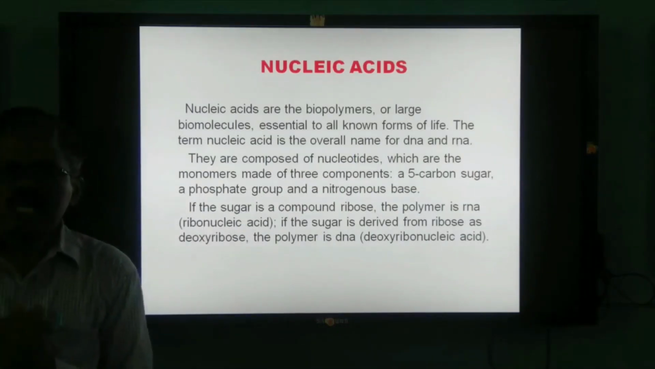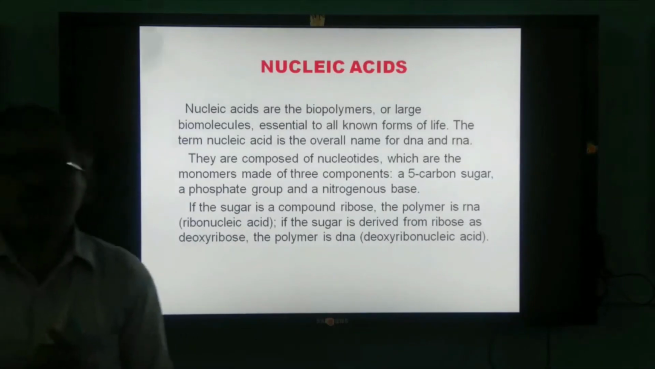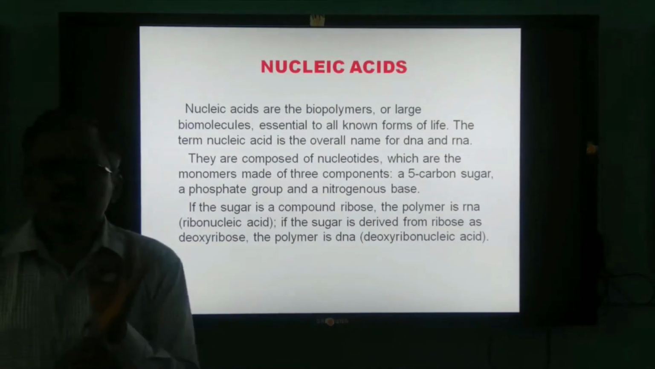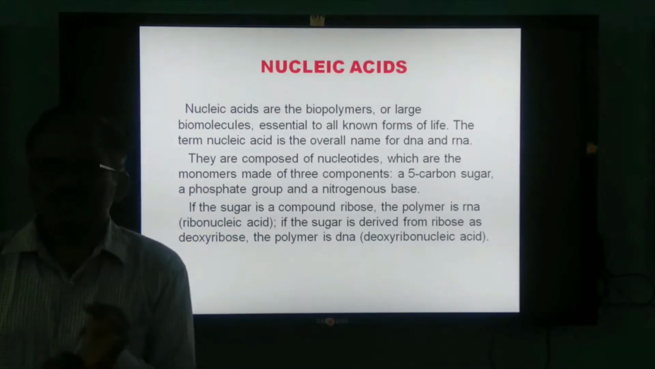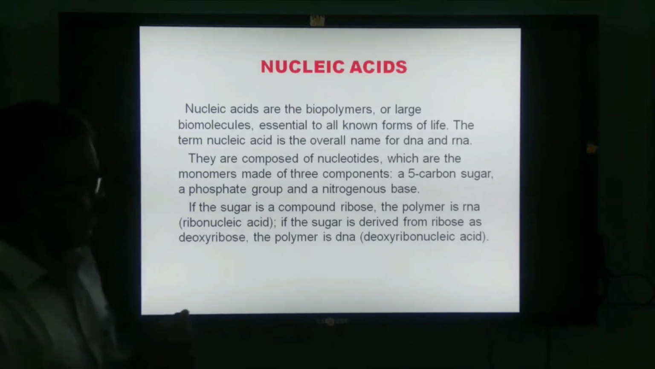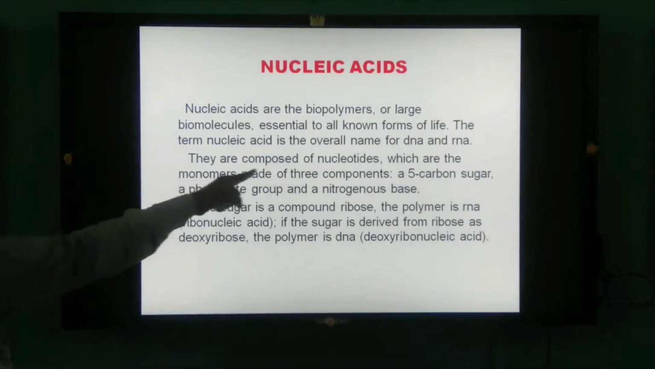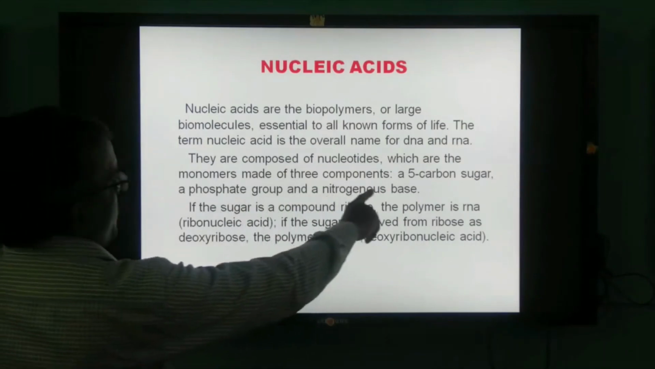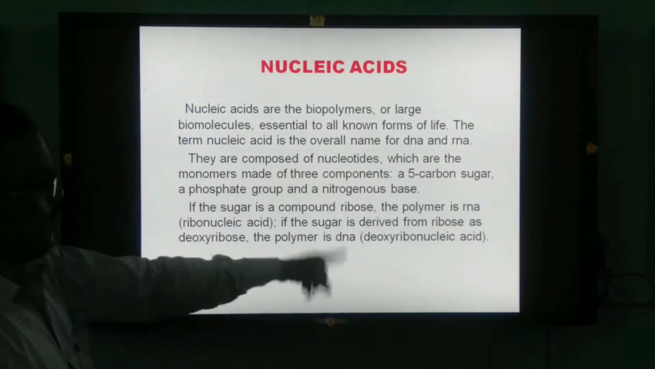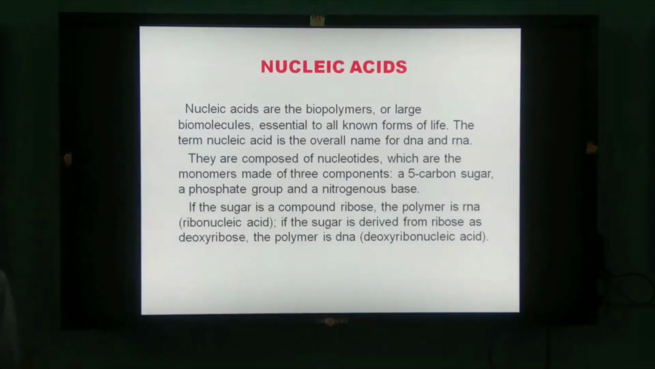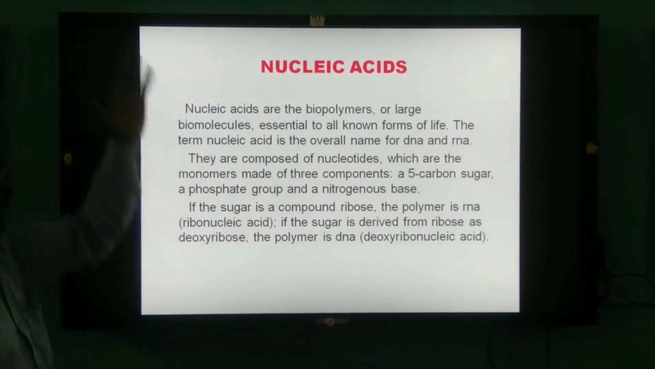What are nucleic acids? They are polynucleotides. Nucleotides contain three parts: ribose sugar, the pentose sugar, a nitrogen base, and phosphate. When these three groups are there, it is called a nucleotide. So nucleic acids are polynucleotides, made of monomers with three components. What are the three components? A nucleotide contains a 5-carbon sugar, a phosphate group, and a nitrogen base. So you know this very well. The polynucleotide is nothing but a nucleic acid.